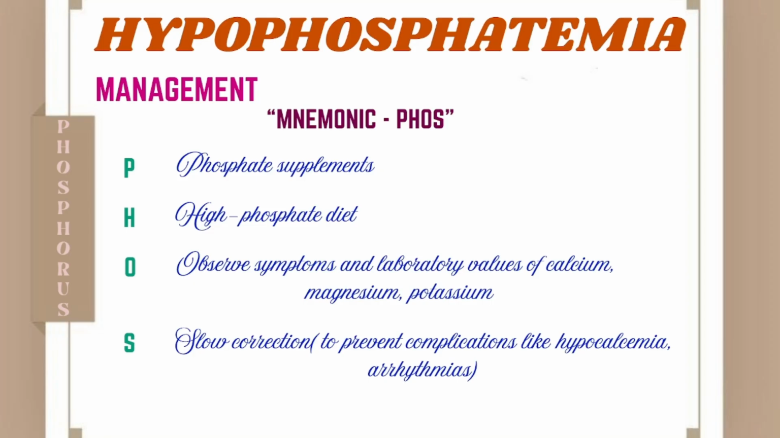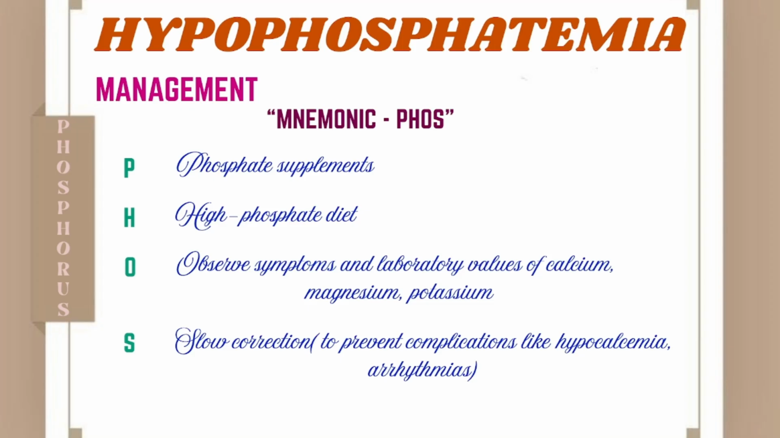S stands for slow correction to prevent complications like hypocalcemia and arrhythmias. Whenever we are correcting phosphate, mainly when we are correcting phosphorus by IV route, we have to correct slowly so that the complications can be prevented. Complications like hypocalcemia, and because of hypocalcemia, tetany can occur, or arrhythmias. And hypocalcemia complication is again related to the reciprocal relationship between phosphorus and calcium. So this is the management for the condition of hypophosphatemia.